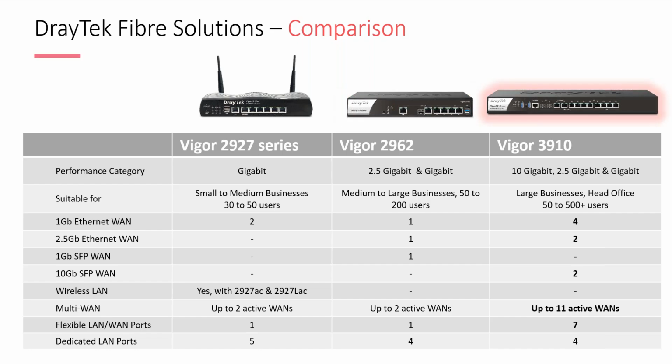The Vigo 3910 offers extremely high performance and is well suited to large, more complex and multi-tenant networks, providing a mixture of 2.5 gigabit Ethernet, 10 gigabit SFP plus module slots, and gigabit Ethernet WAN ports, which can be set up as either LAN or WAN ports as needed, giving potentially 11 active internet connections or 11 LAN ports with a single WAN configuration.